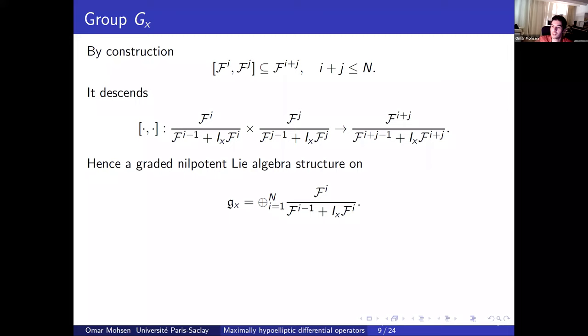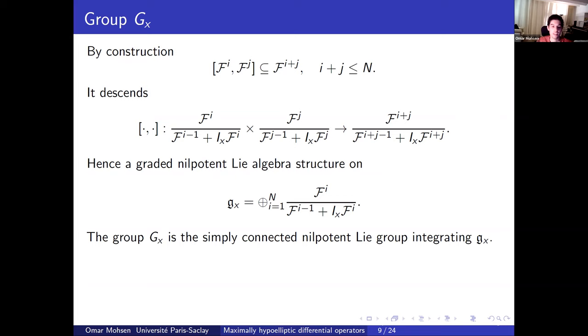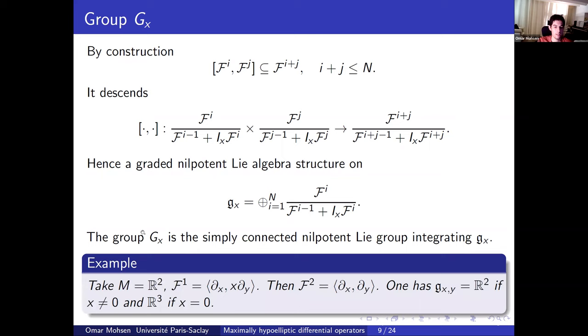Okay. And the group G_x is a simply connected Lie group which integrates this Lie algebra. But here this is a nilpotent Lie algebra. So for the group, you can just take the Lie algebra itself, and the product is given by the Baker-Campbell-Hausdorff formula. So it's not an abstract group. And if you want the example from the previous slide, the Lie algebra here is commutative, of course, but here it's the Heisenberg group because the Lie bracket of ∂x and x∂y is ∂y. Okay, so this is R^3, it's actually the Heisenberg group.